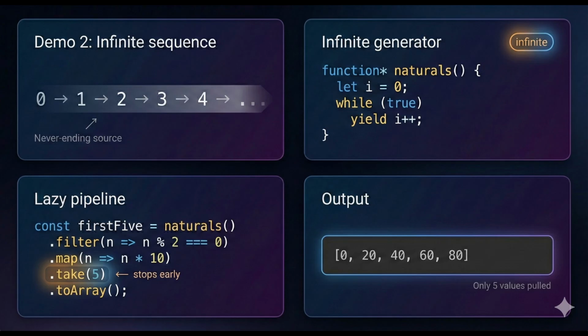Take 5. This tells the pipeline, stop after 5 results. So even though the source is infinite, the work stops early. That's laziness in action. Finally, we collect those 5 values into an array, and the final output is 0, 20, 40, 60, and 80. One quick warning before we wrap up.